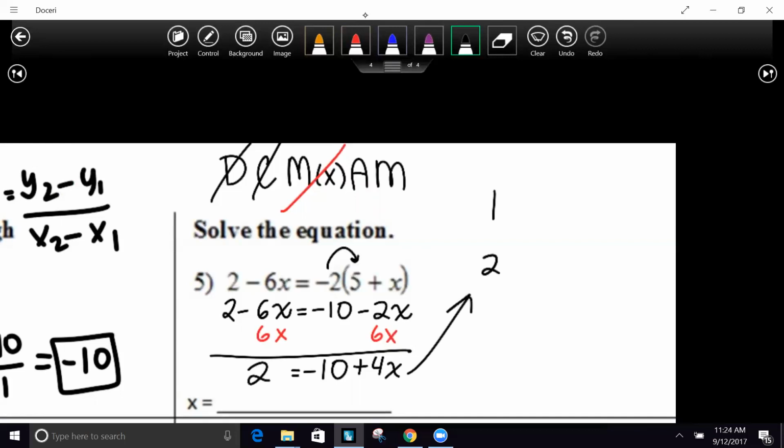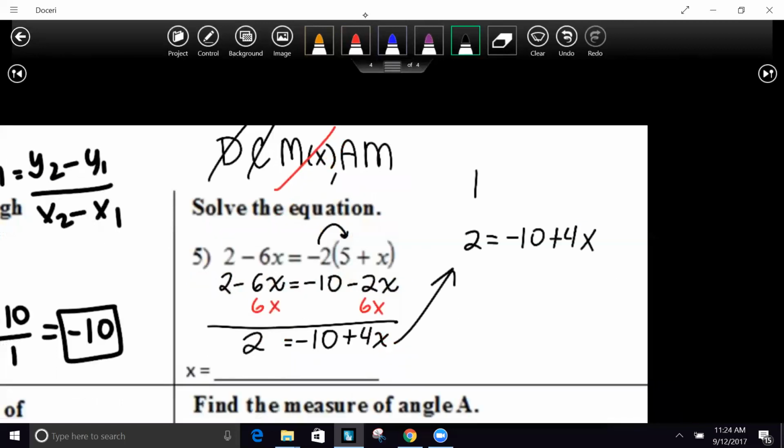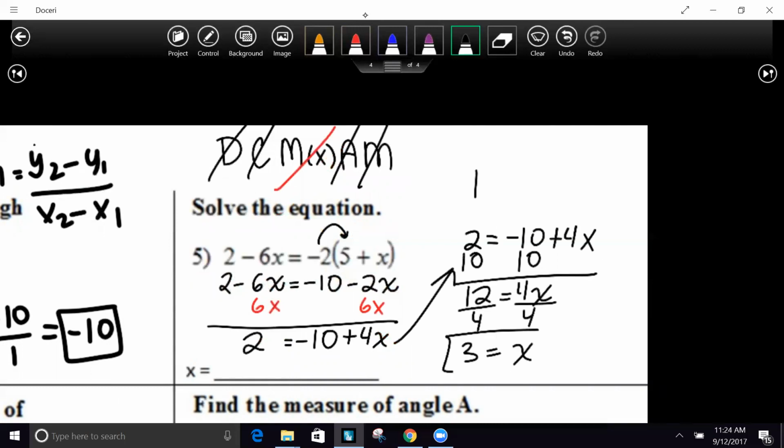I'm going to rewrite it. Add and subtract out our terms. So I'm going to add 10 to both sides. Gives me 12 is equal to 4x. And then multiply or divide, which finishes up my last one. Divide everything by 4. X is going to be equal to 3.